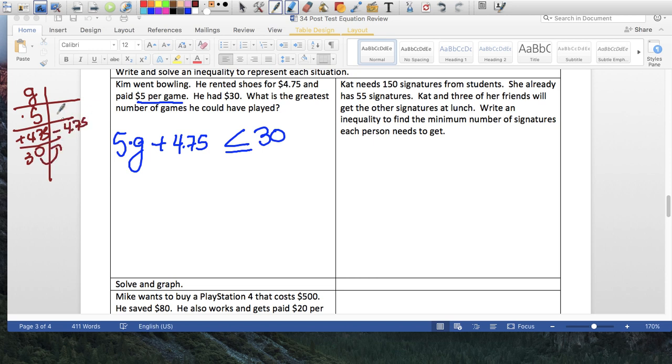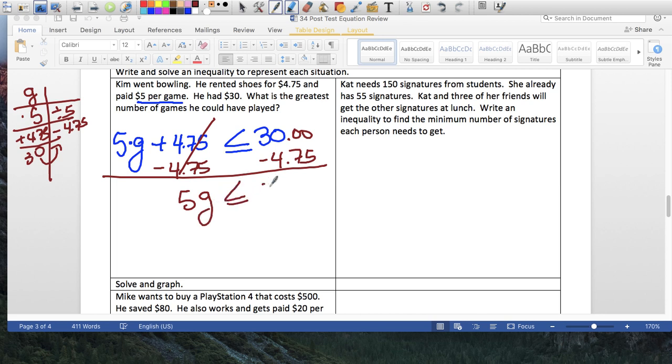Minus 4.75 and divide by 5. So if we do that, we're going to do minus 4.75 minus 4.75. If you line up your decimals, okay, if you didn't have a calculator, that's how you would line them up. This becomes 0. I get 5G less than or equal to 25.25. And if you divide that now, because we're dividing this side by 5, and we're going to divide that side by 5, that becomes 1G, or just G.